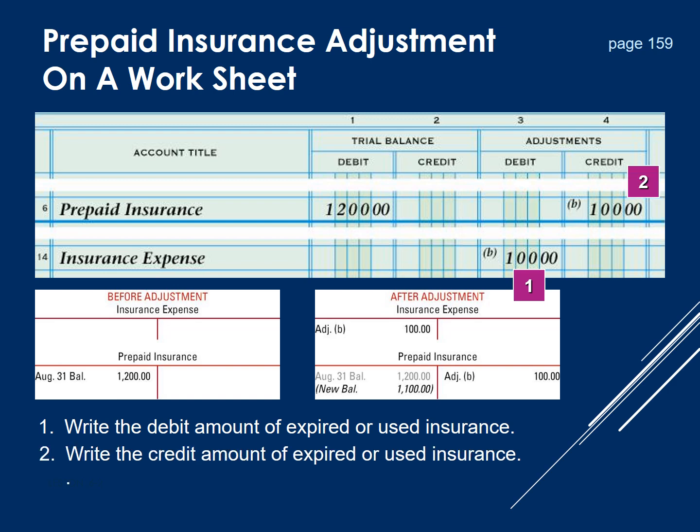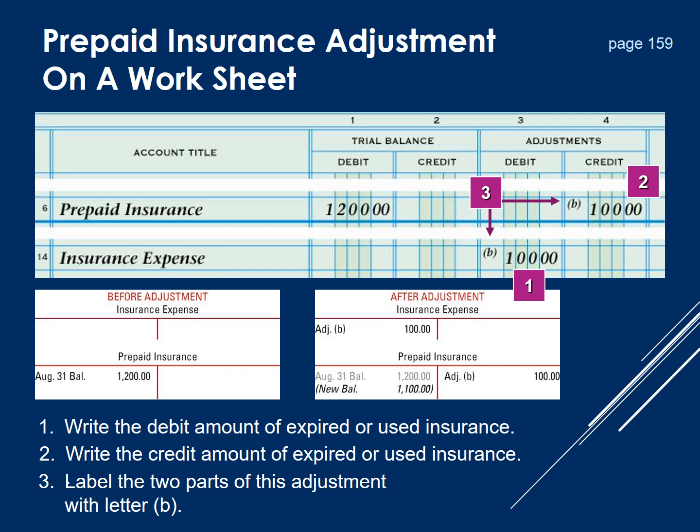Then we record our credit, expired or used insurance. The last step would be to put in parentheses the letter B. The letter A and the letter B in parentheses means that they match. In other words, they go together. A with A, B with B.